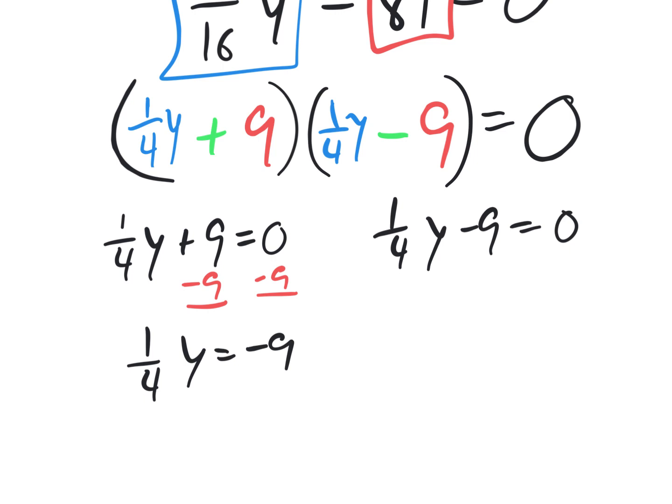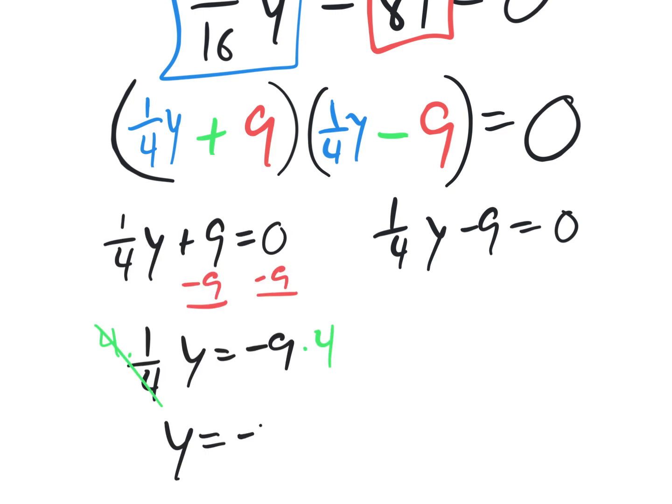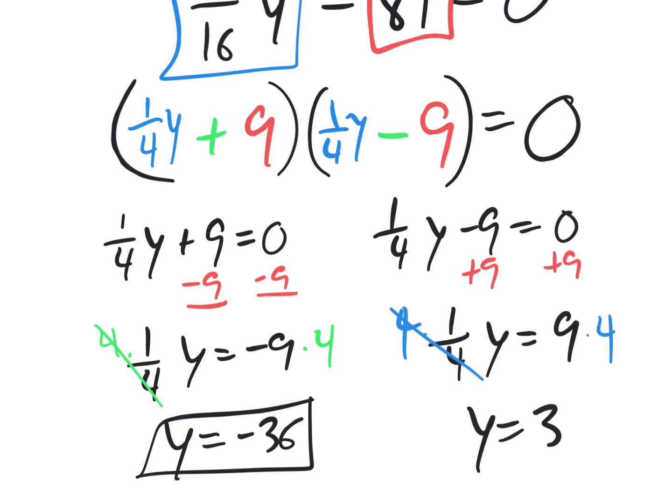Final step would be to get rid of the fraction 1/4 by multiplying by the denominator of 4. That'll cancel out. But what you do to one side, do to the other, multiply by 4, you're going to get a final answer of y equals negative 36. And if you do the same for the other, plus 9, you end up with 1 over 4y equals positive 9. Multiply by 4 to get rid of the fraction, what you do to one side, do to the other, y equals positive 36. And there's your answer, y equals plus or minus 36.